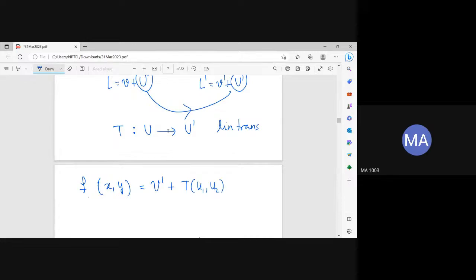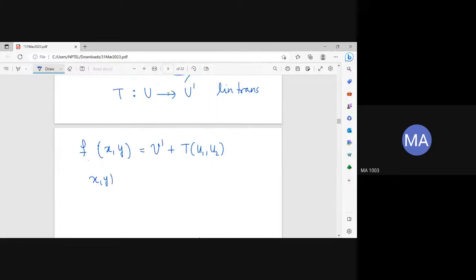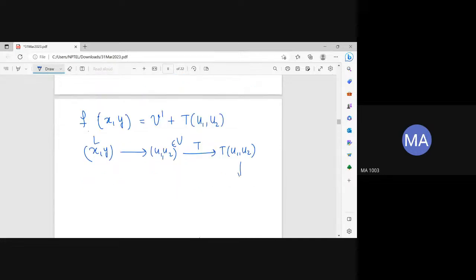U1 U2, something. x comma y. You will first move it to U1 U2 in U, and then use the map T and find T of U1 U2. This is in L, and then you will finally shift it to L prime, right? So this is going to be V plus something. This is going to be V plus U1, U2. Agreed? Ma'am, it's confusing.